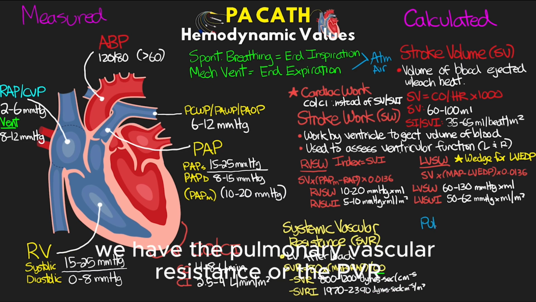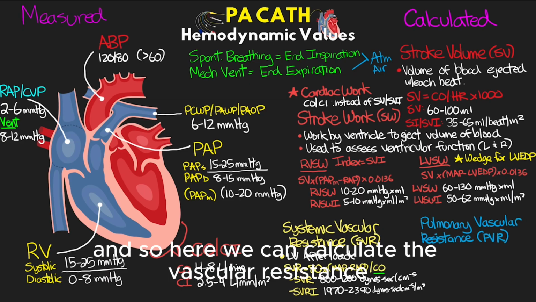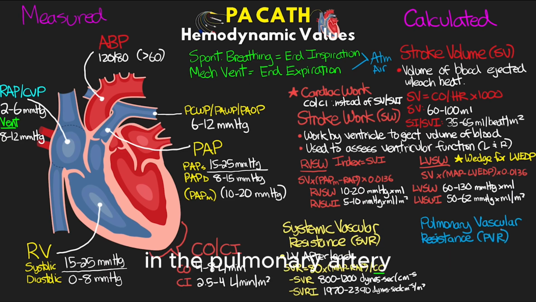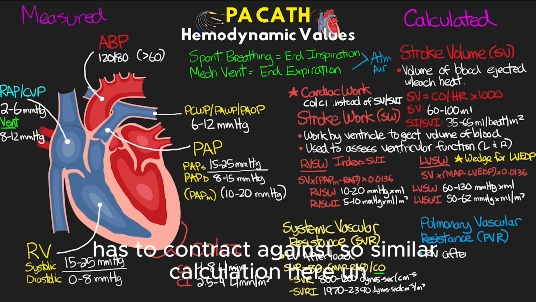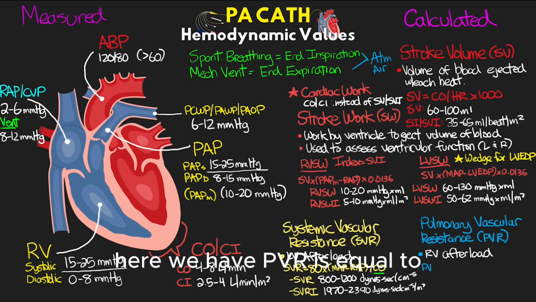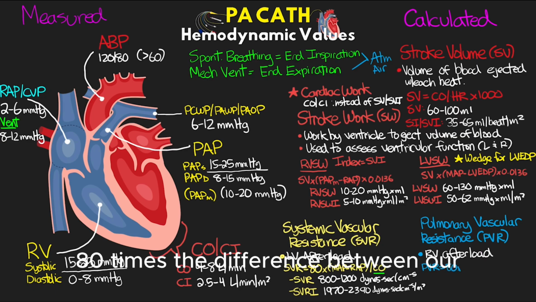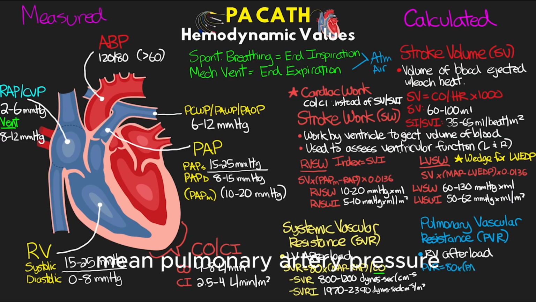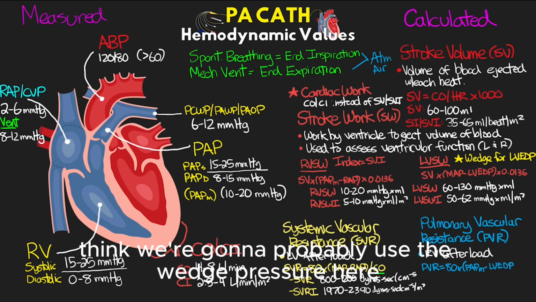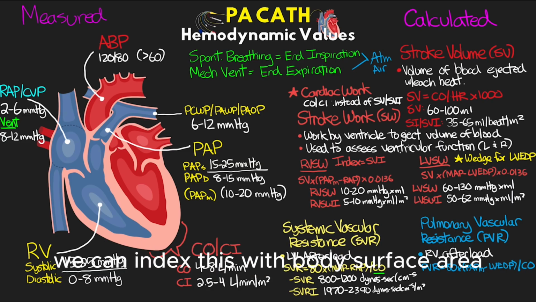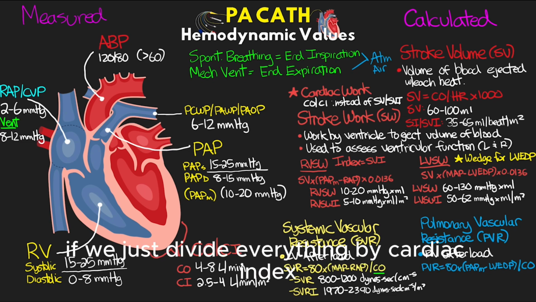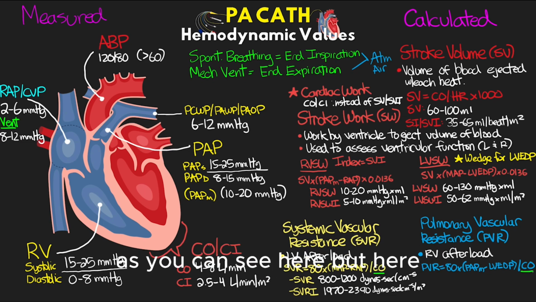And then next we have the pulmonary vascular resistance, or the PVR. Here we can calculate the vascular resistance in the pulmonary artery, which is the afterload that the RV has to contract against. So similar calculation here: PVR is equal to 80 times the difference between our mean pulmonary artery pressure and our left ventricle end diastolic pressure. So again, we're probably going to use the wedge pressure in place of that, and then divide all that by cardiac output. Again, we can index this with body surface area if we just divide everything by cardiac index, as you can see here.